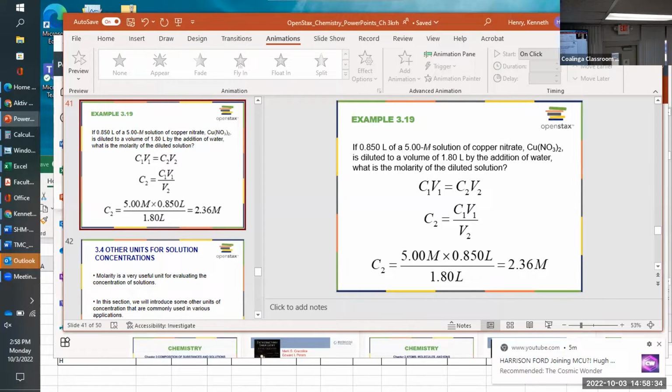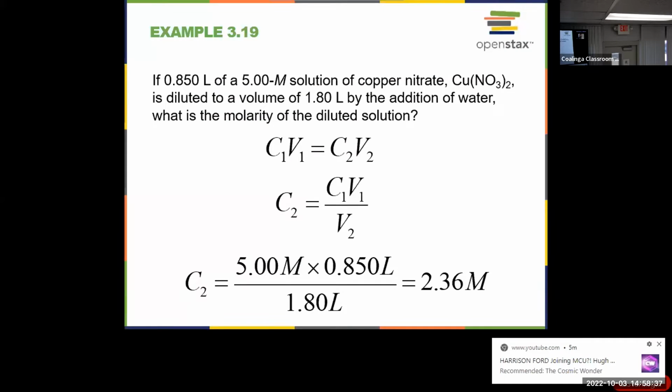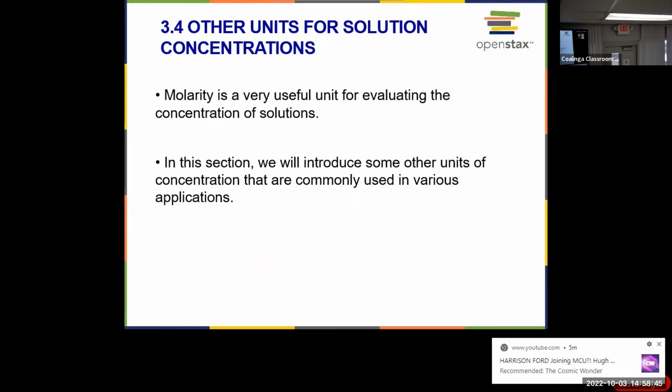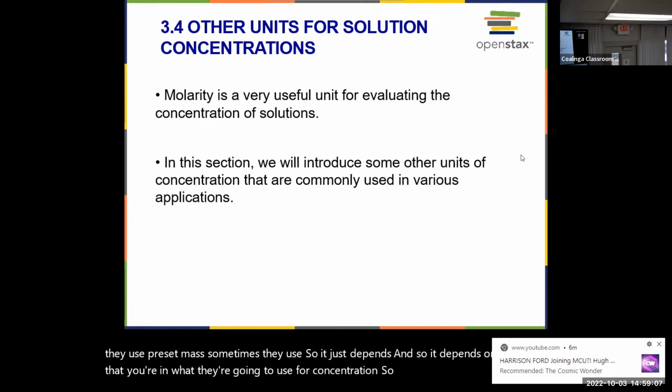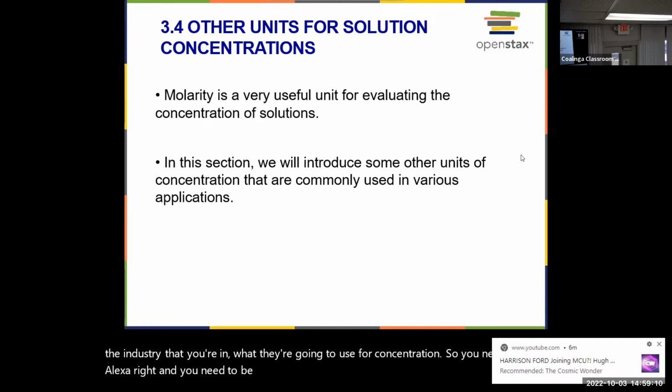Okay, so as I said, molarity is useful. Chemists love using molarity. Biologists use 10x. Sometimes they use percent mass. It just depends on the industry that you're in, what they're going to use for concentration. So you need to be flexible, and you need to be familiar with all the different types of concentration.